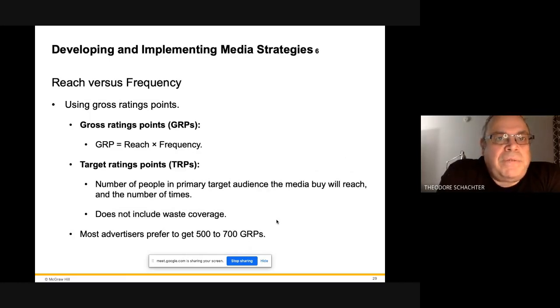So if there are, I'm just going to use round numbers, 100 million households in the US, and you have a 1% rating for a show, that means 1 million households watched it. Now, as you can see, this is very traditional, very old school, and it doesn't reflect the multi-screen environment we live in. So this is just an overview.